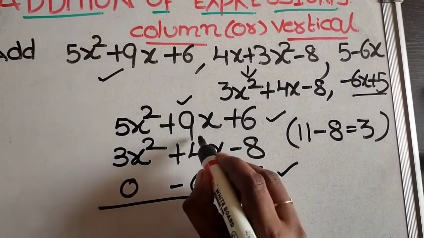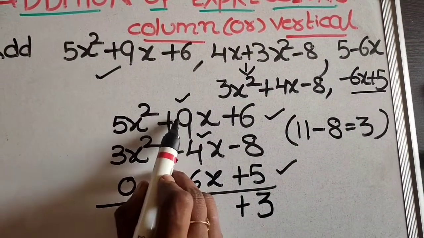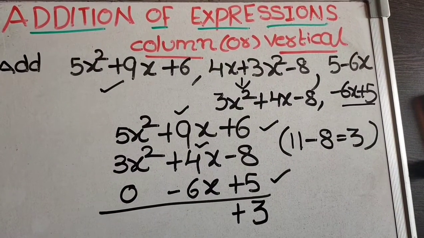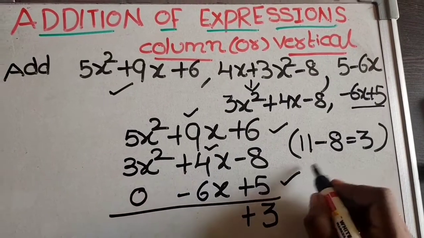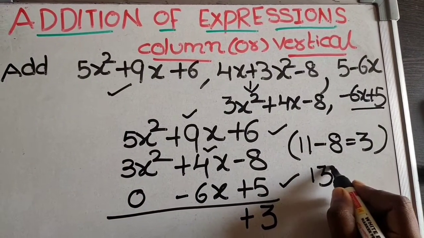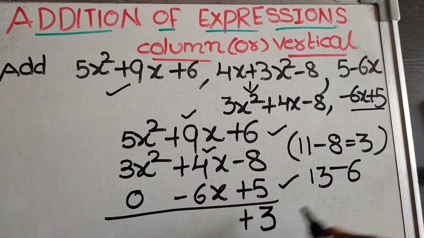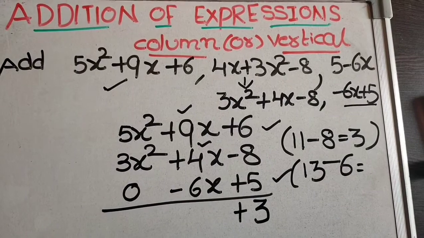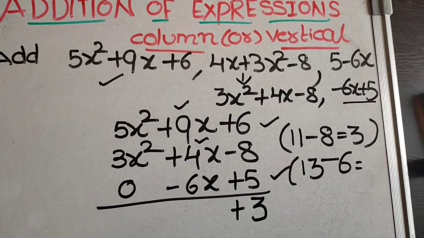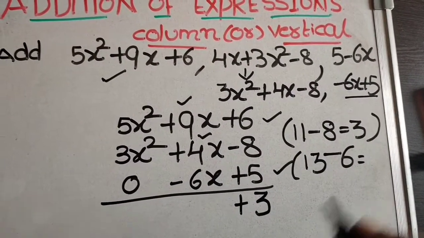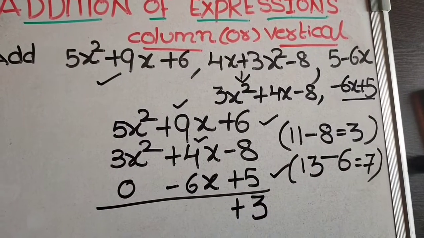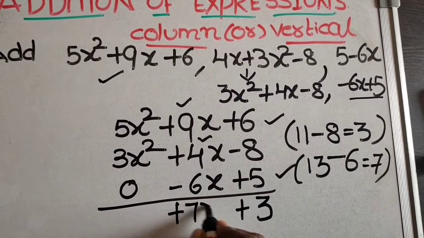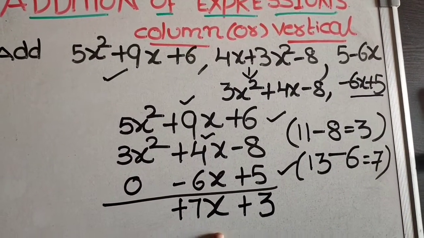Now see for the x values, that is 9x plus 4x. First we are adding 9 plus 4, which gives how much? 13. And we are subtracting 6 from 13. That means 13 minus 6, which gives? Yes, which gives 7. So with 7, positive 7. That means the symbol will be positive. So plus 7, and don't forget the variable x.